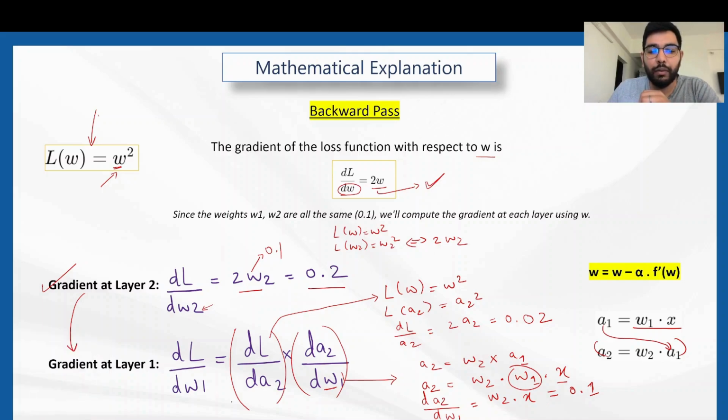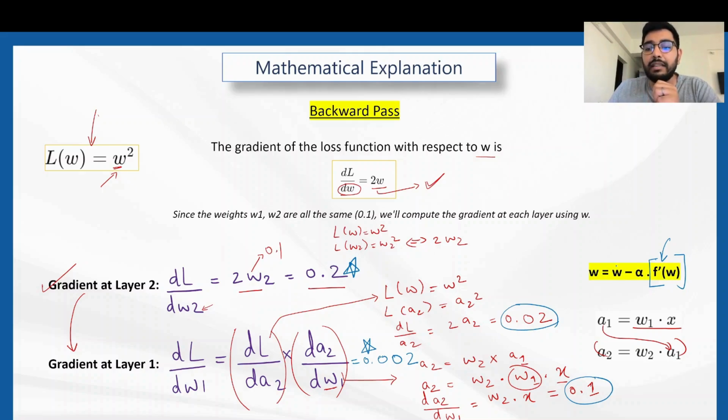Hence, the overall solution to this would be 0.02 multiplied by 0.1, which will be essentially 0.002. The gradient at the first layer while backpropagating has reduced from 0.02 in the second layer to 0.002 in the first layer, which means that as we do the backpropagation, the gradient value is decreasing. That is this particular value in this equation. If you see, this thing is getting decreased as we propagate back in the layers.